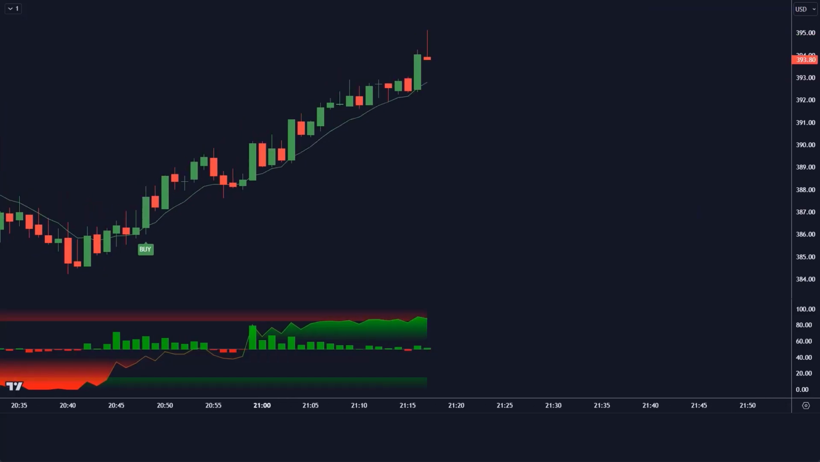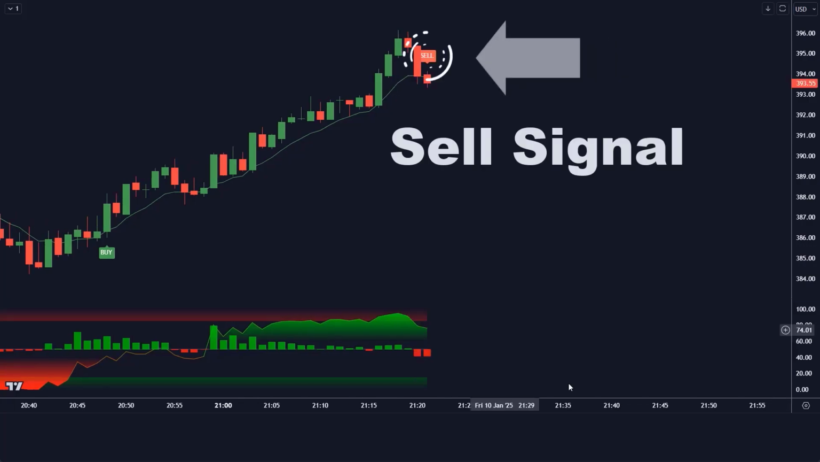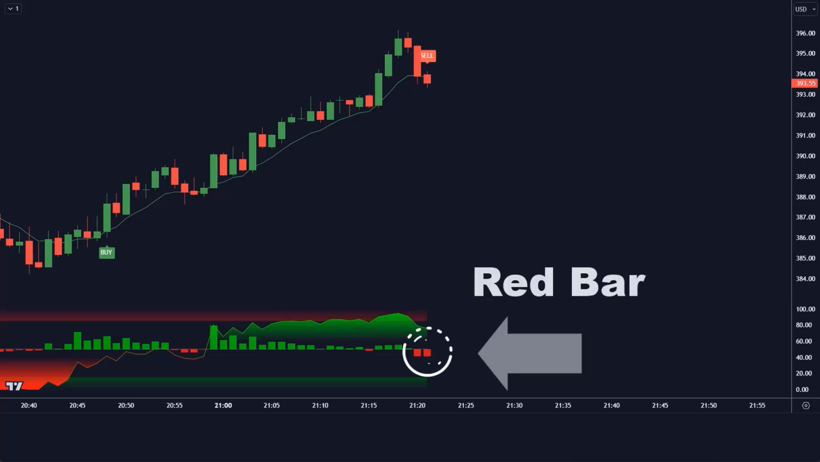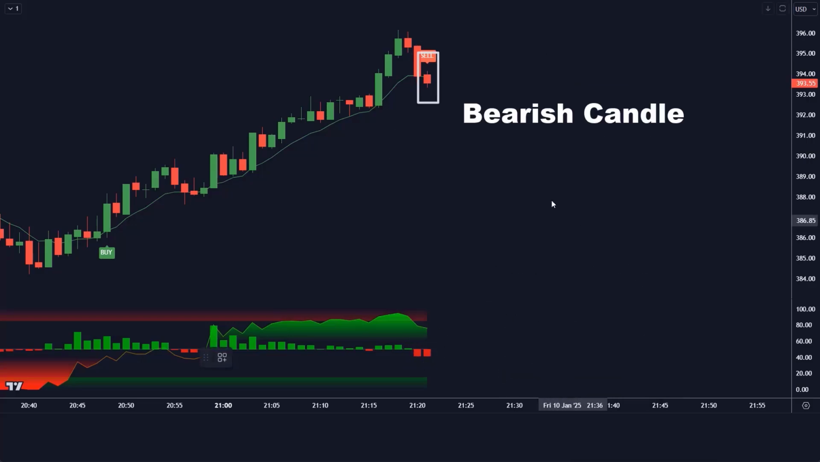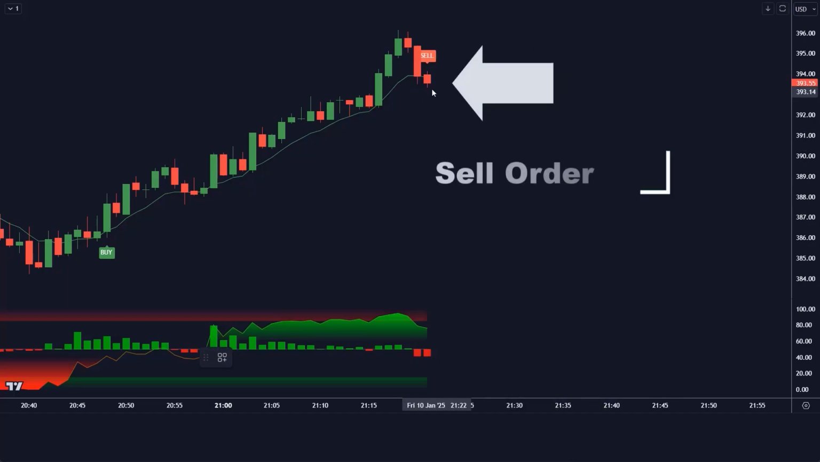Let's see how we use these trading setups. When the buy-sell by Prakash indicator gives us a sell signal, the market structure oscillator should be a red bar, and the market forms a bearish candle. If this condition is fulfilled, then we will place a sell order.